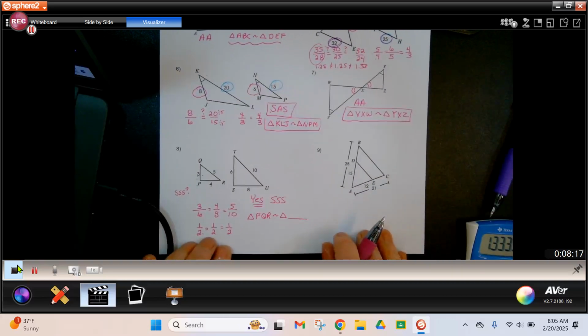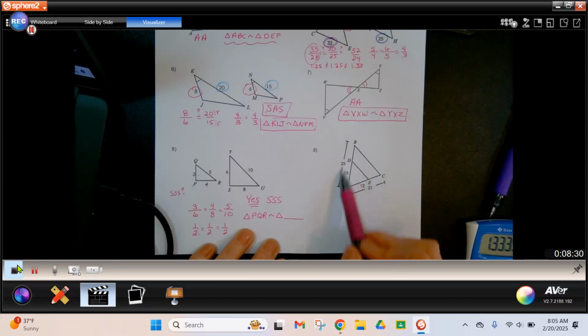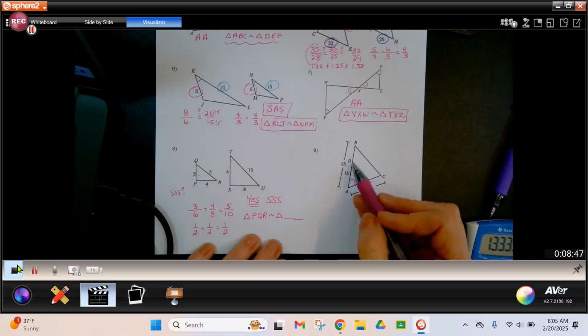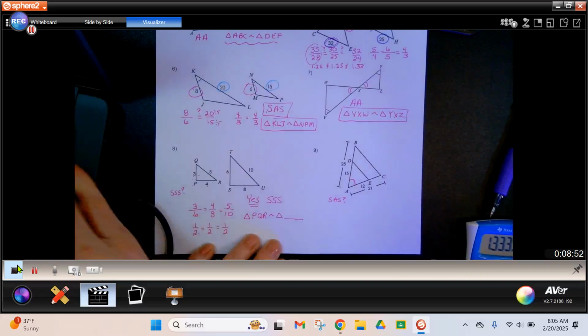Okay, number 9. I see sides given here, so this side and then this long side. See how there are 2 triangles here? We have a smaller triangle and a larger triangle. So we have a shorter side here and then the long side here of this triangle. Then we have this side for the smaller triangle and this side for the larger triangle. So we have 2 sides. We don't have the third side, but we do have an angle because they share an angle. So we have side, angle, side. Let's see if side, angle, side will work.